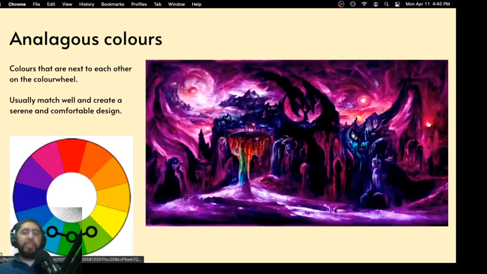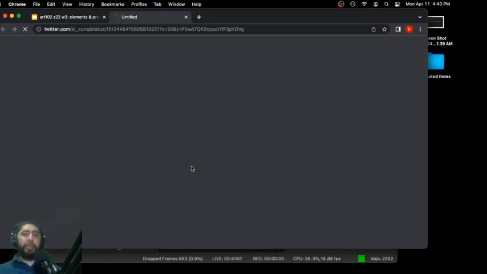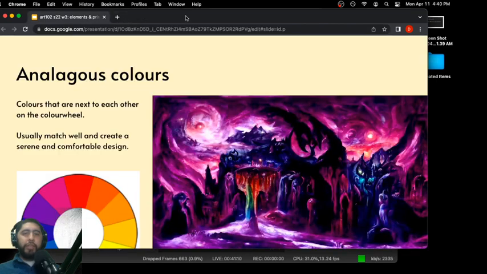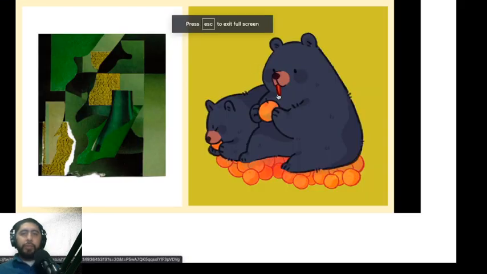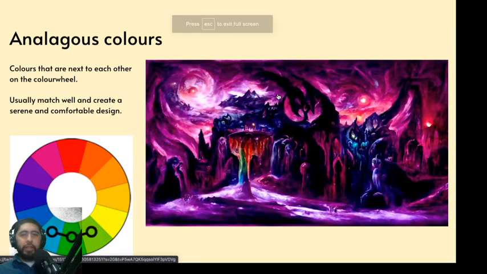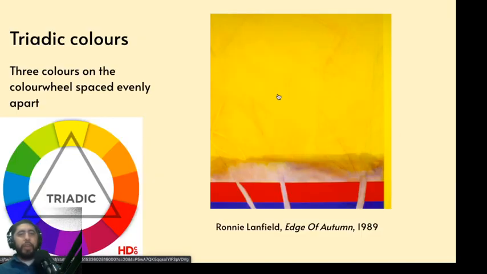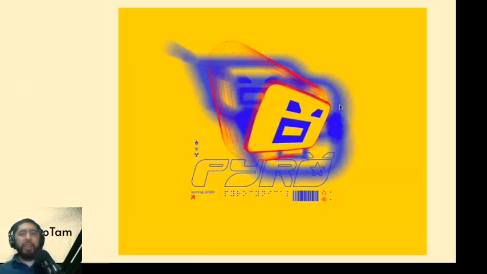Analogous colors is when colors are next to each other on the color wheel. That's analogous colors as well. Triadic colors are a lot less common, so this would be when they're equidistant from each other. Red, yellow, blue is very rare to see.